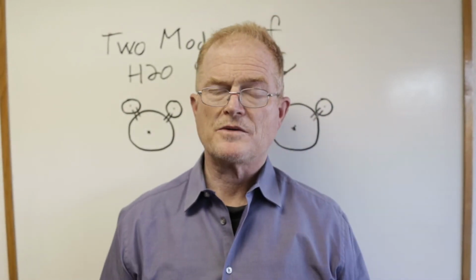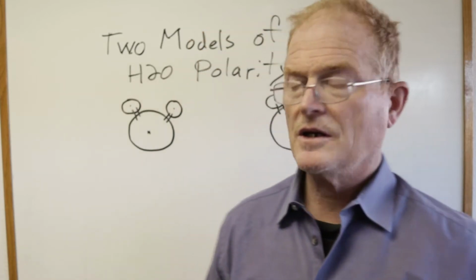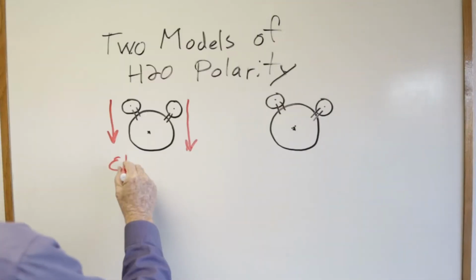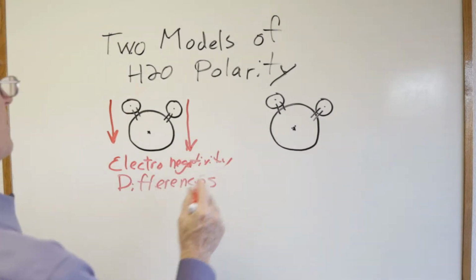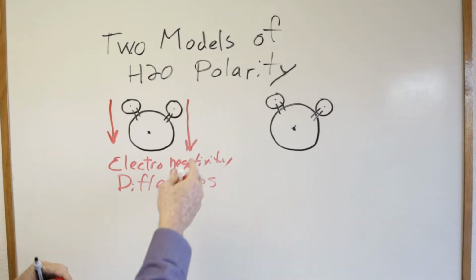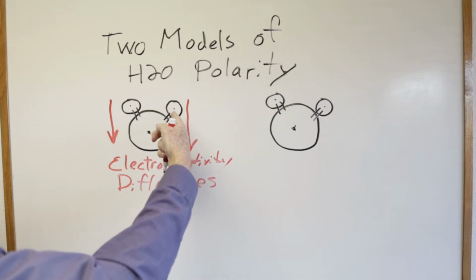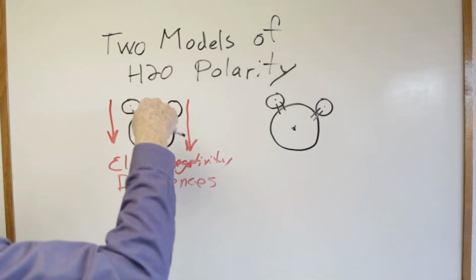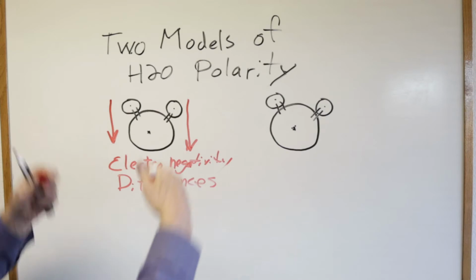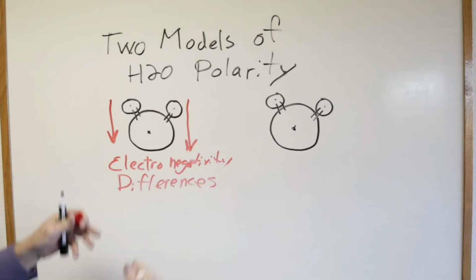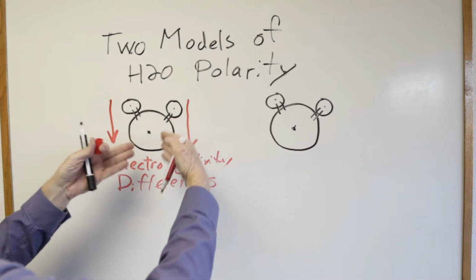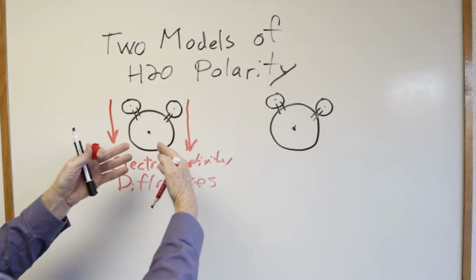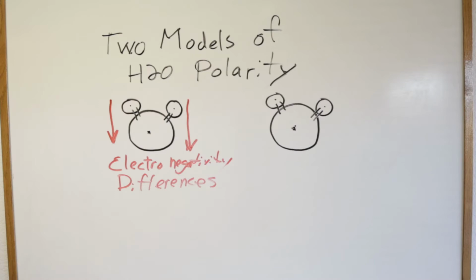So we have two models of H2O polarity, the traditional model and its electronegativity differences between the atoms here. So the hydrogen has a slighter electronegativity and the oxygen has a greater electronegativity, and it pulls more of the electrons down. The electrons are negative. This makes the oxygen molecule more relatively negative, and it makes these more relatively positive.